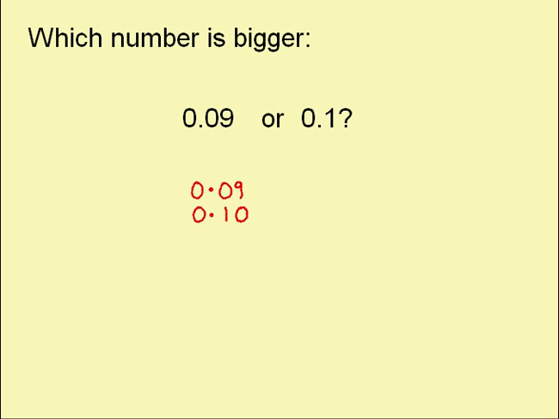Now if I start from the left, I can see they both start with a 0, and then the next digit for this one is a 0, but for this one it's a 1. 0 is smaller than 1, so this is the smaller number, and this is the larger one. So the answer to the question, which number is bigger, is 0.1. Another nice way of comparing them is to imagine that they're both amounts of money. This would be 9 pence and this would be 10 pence. Clearly, it's easy to see that this one is bigger.